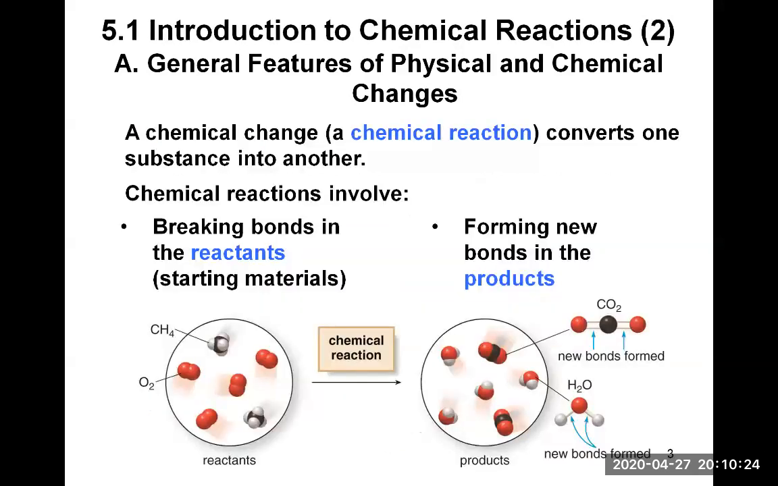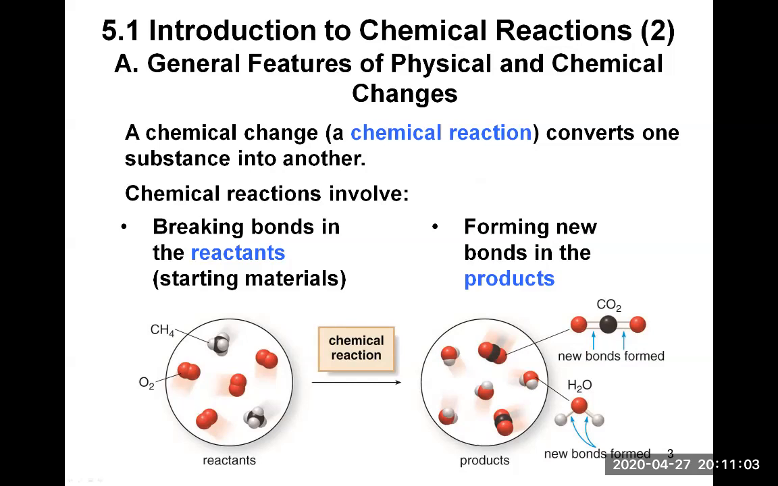Chemical changes, remember we said that they are equivalent to saying that you have a chemical reaction. So a chemical change is a chemical reaction, and it converts one substance into another. So this time you are changing the identity of the substances that you start with, and you will make new substances. So chemical reactions involve breaking bonds in the reactant. Reactant is the word that we use to designate starting materials.